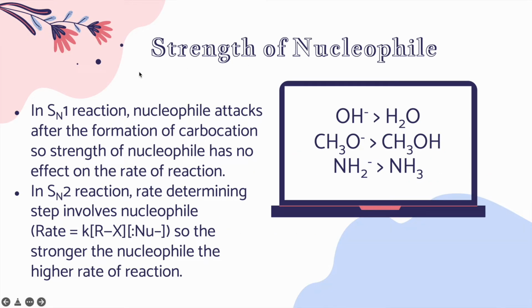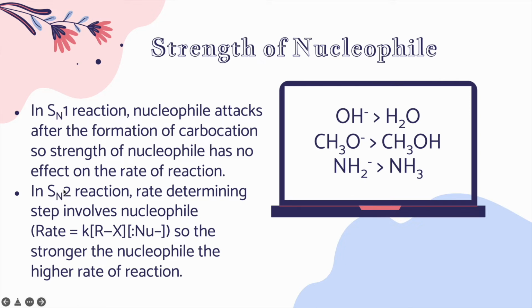Let's look at the strength of nucleophile. In SN1 reaction, the nucleophile attacks after the formation of carbocation. In SN1, we form the carbocation first and then the nucleophile attacks the carbocation. So the strength of nucleophile has no effect on the rate of the reaction. Whether it's strong or weak, it will still attack the carbocation because the carbon is positively charged.